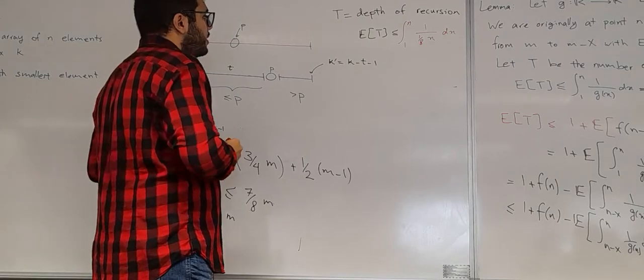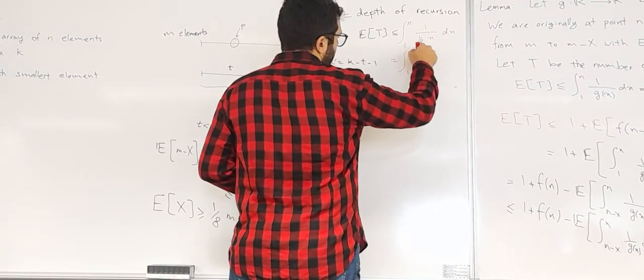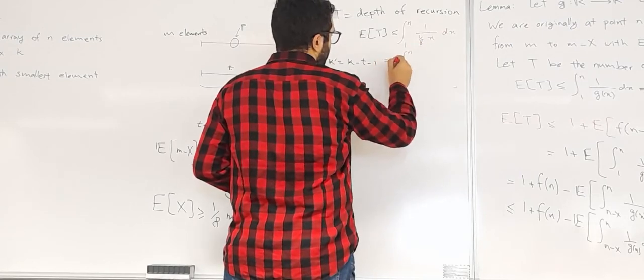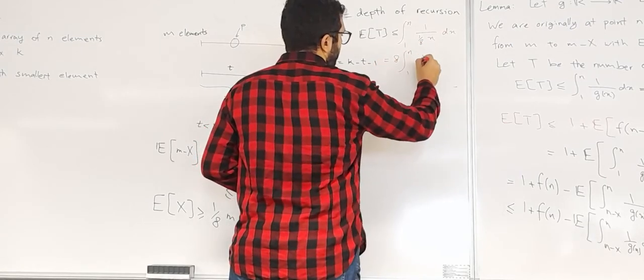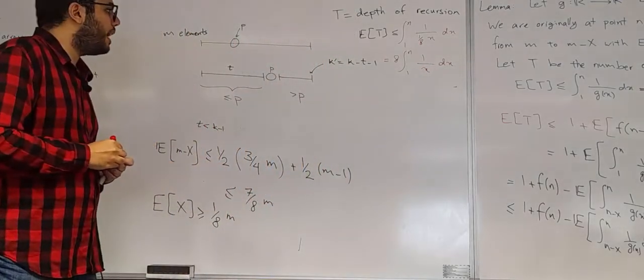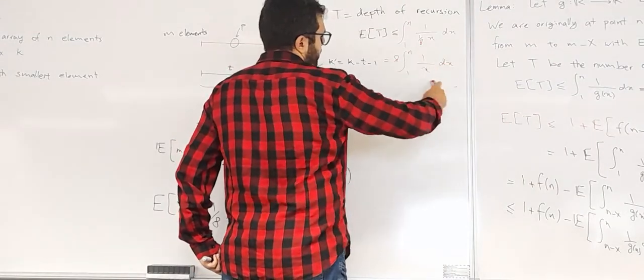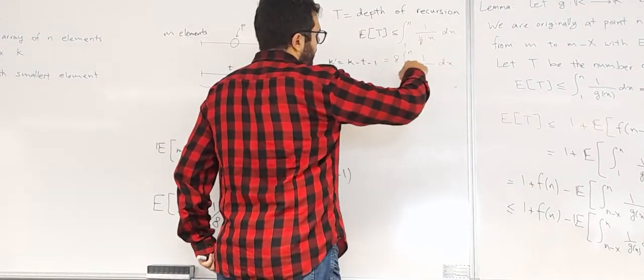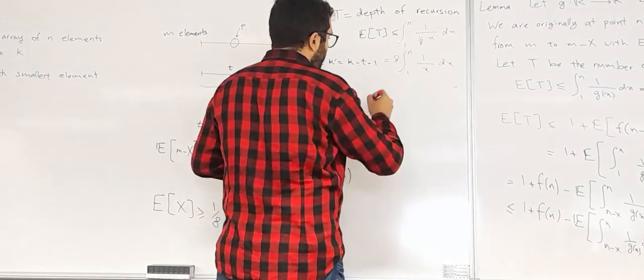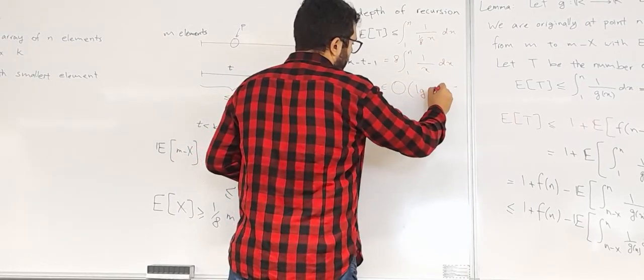Okay, so this is just the integral from 1 to n. I take this 8 out. It's 8 times this integral of 1 over x dx. And we know that this integral is basically the natural logarithm, right? So this would be in O of log n.